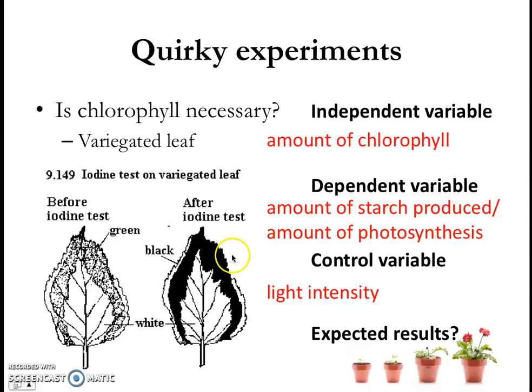And yeah, I just want to let you take note of this that the iodine test was done on this variegated leaf, and you see that it is the green parts that are stained blue-black because they contain starch, and the white parts are not stained blue-black because they don't contain starch. So these kind of questions are quite common in the O levels.